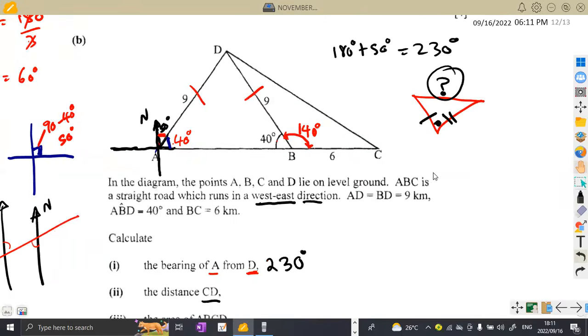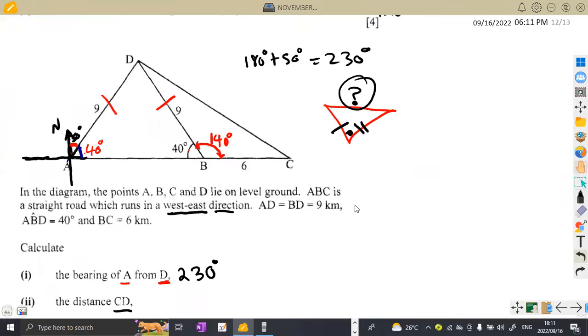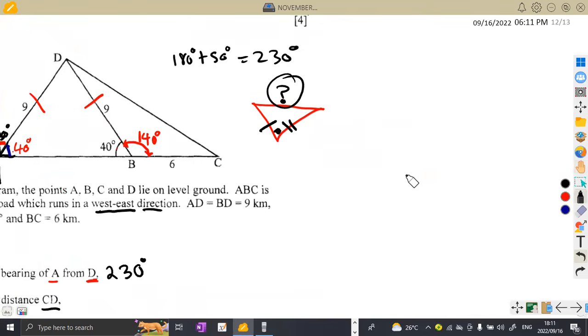So remember, this is item 2. Your cosine rule states that a squared is equal to b squared plus c squared minus 2bc cos A, which is the one that you use whenever you're calculating a side, whereby b and c are the sides which are creating the angle, which in this case are 9 and 6. So we want to calculate CD. So it's going to be CD squared.